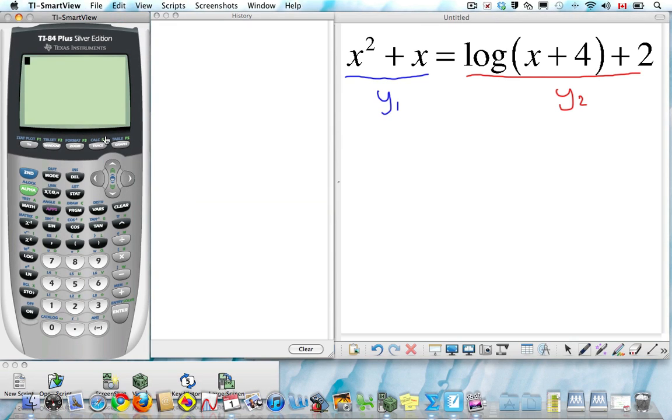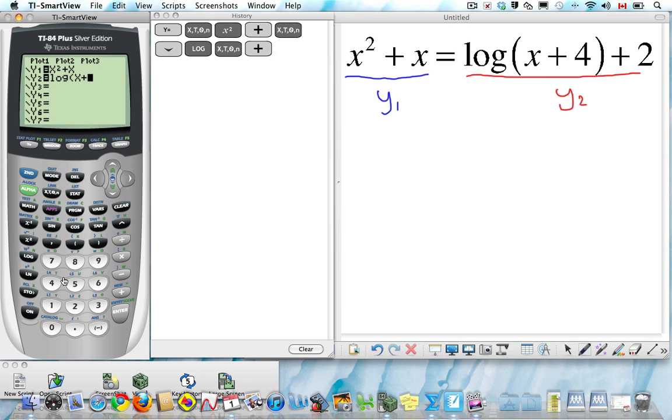So if I go to my calculator, I'm going to go y equals, and I'm going to go x squared plus x. The second equation, I'm going to go log(x plus 4) plus 2. And if I graph these two, I can see that they intersect in two different places.